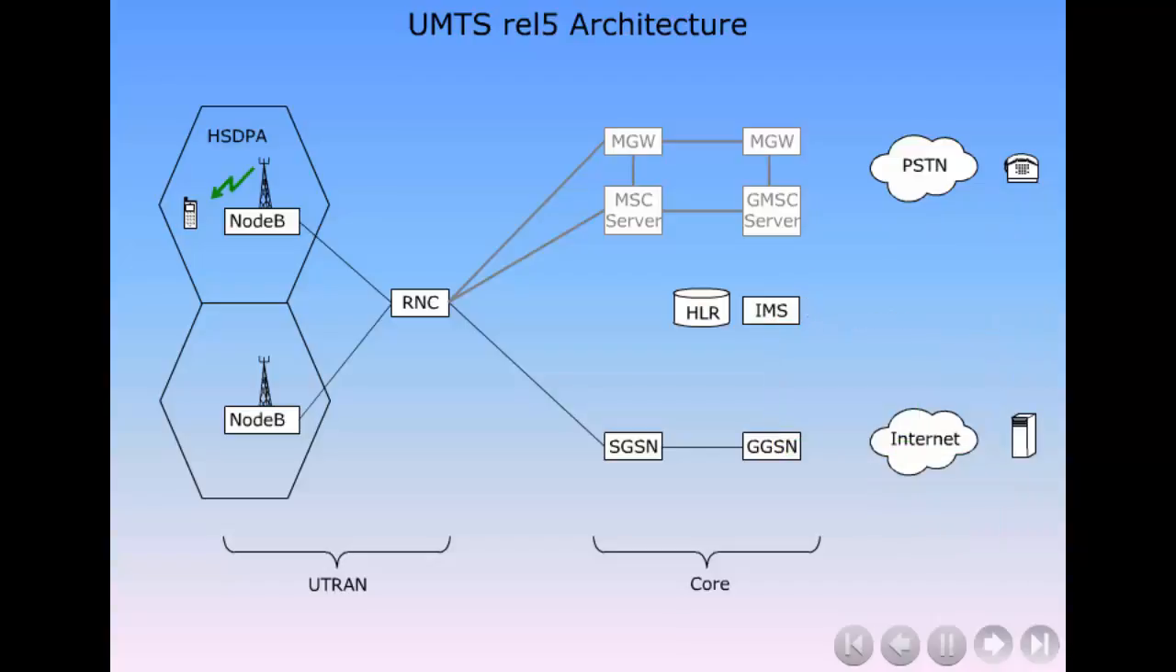The focus of 3G network evolution has so far been on the core network. In release 5, however, HSDPA, high-speed downlink packet access, is added in the access network. The access method used in UMTS is WCDMA, wideband code division multiple access, where the different users of the radio spectrum are separated with codes.